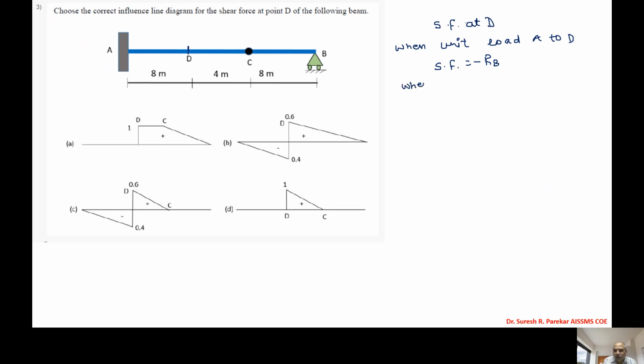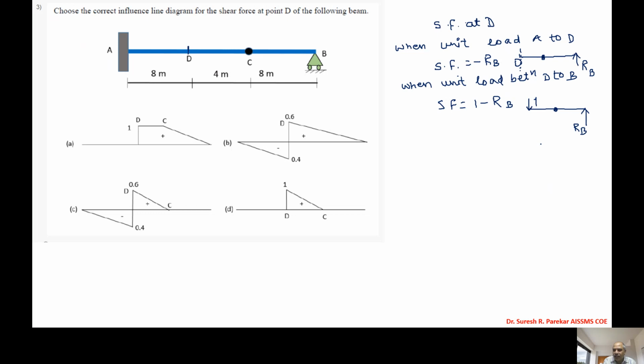And when the unit load is between D and B, shear force is equal to 1 minus RB, because we are going to consider only this part. So this is RB, and this is point D. Therefore, shear force is simply minus RB. And after this, we have the unit load on this side, that is 1, and therefore we have 1 minus RB.